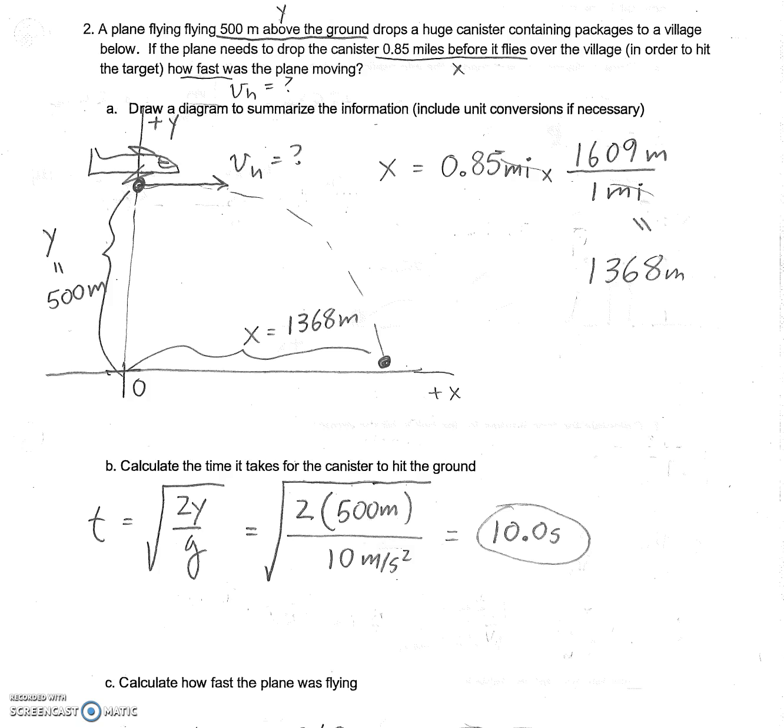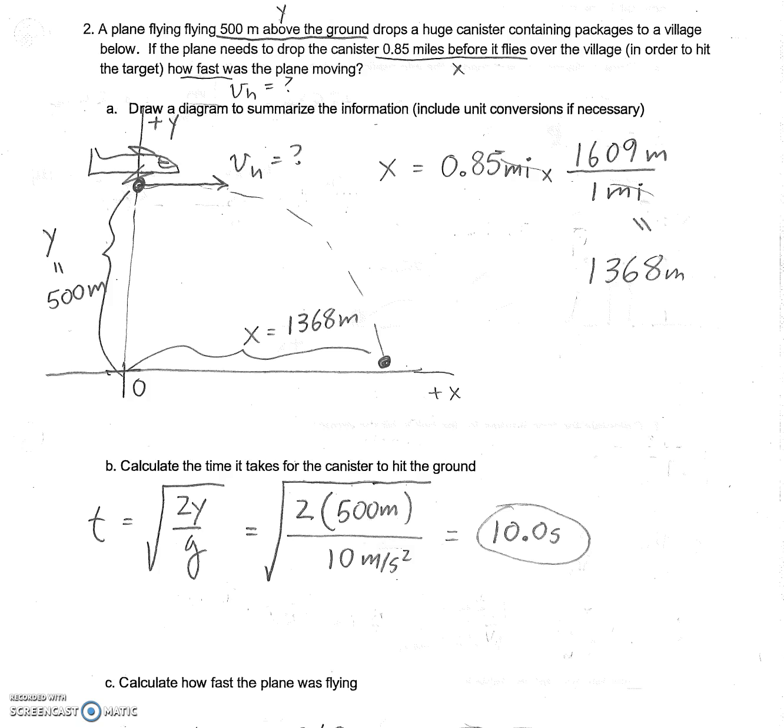Our horizontal distance, or our x value, is 1,368 meters. So we have our picture done. Then we're going to figure out what equation to use, and we're going to have to use our equation that gives us our vertical distance or our y value.